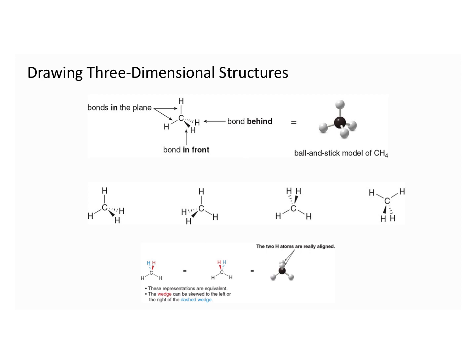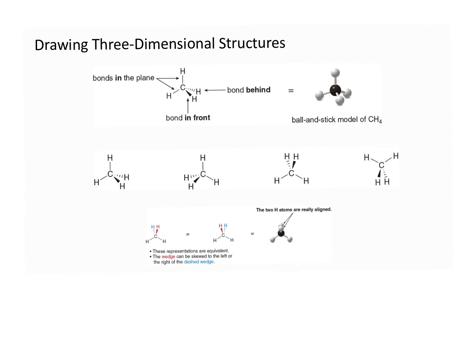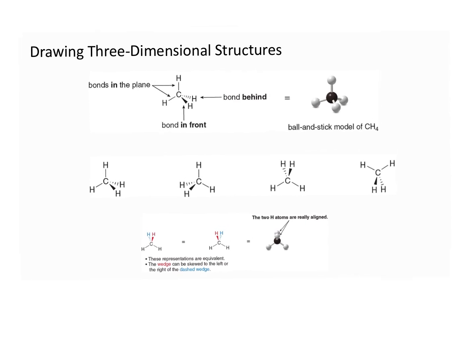So we have to figure out a way to represent something that's 3-dimensional on a 2-dimensional surface. So I want you to look at methane up here. And what we're going to see is 2 bonds like we've drawn before, but now we're going to see a wedge here and a dash here, right?